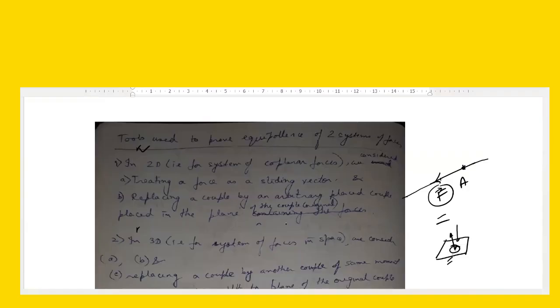So if this couple is given to you, I can consider the effect of the same couple. That means I can replace this couple by another couple lying in the same plane. Suppose I can replace this couple by this couple. So this is also a valid operation whenever we are considering equivalence of two systems of forces. These two are allowed up to coplanar forces. Now what extra do we get whenever we consider forces in 3D?